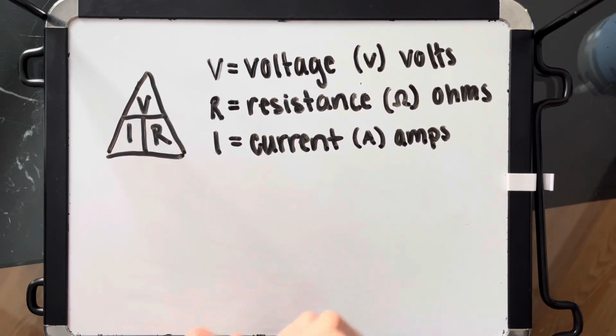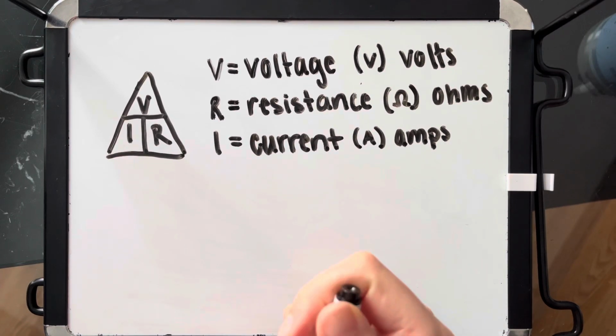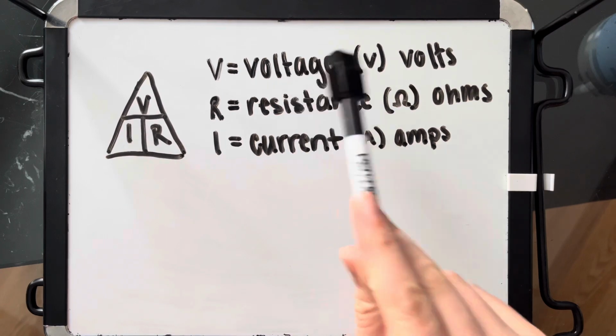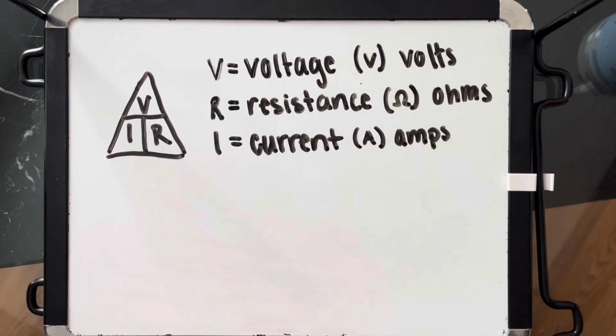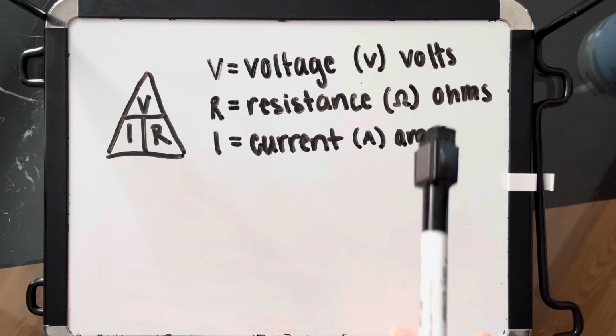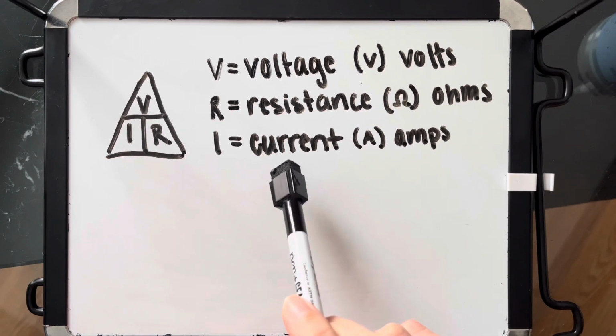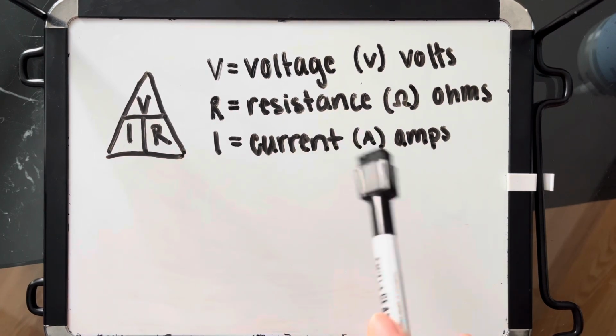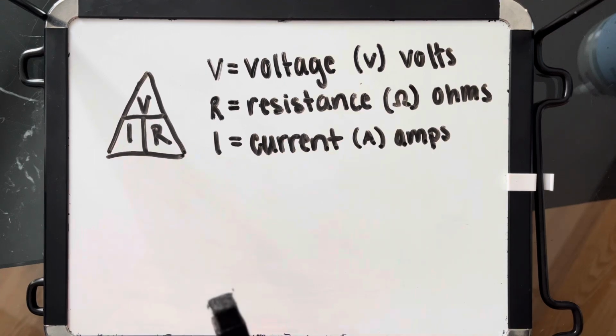So as a quick refresher on Ohm's law, we are going to find out how to measure voltage, which is measured in volts, resistance, which is measured in ohms, and current, which is measured in amps. I will give a few examples in just a second.